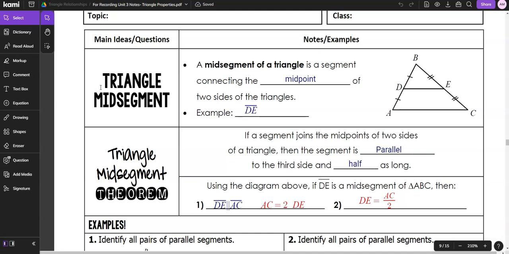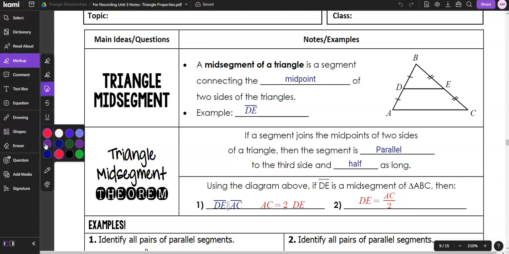Alright guys, in today's video we are going to talk about triangle midsegments and the triangle midsegment theorem. So first of all, a midsegment of a triangle is a segment that connects the midpoints of two sides of the triangle. So if we look at our image here, we can see that segment DE is the midsegment because D is the midpoint of segment AB and E is the midpoint of segment BC. We know it is the midsegment because again we have congruent tick marks here, so this tells me that AD is congruent to DB and that BE and EC are congruent.